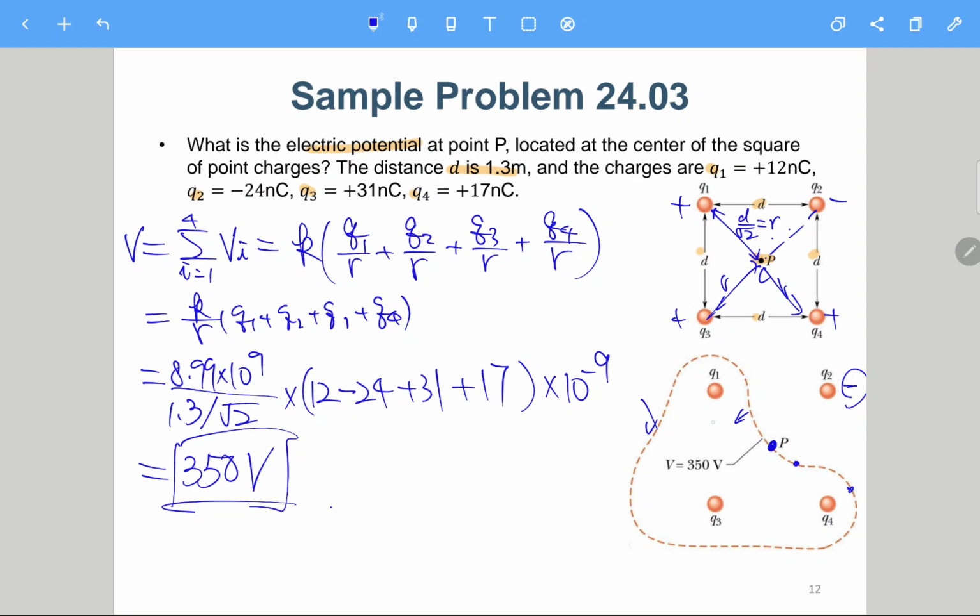this will be higher electric potential. This side will be the lower electric potential. So you can imagine the equipotential surface. This side will be like that.